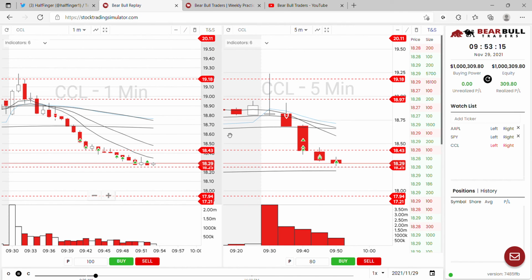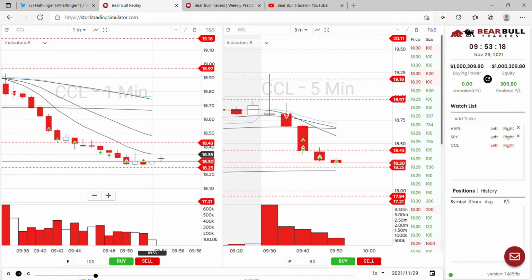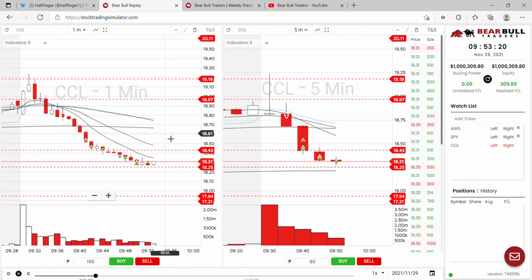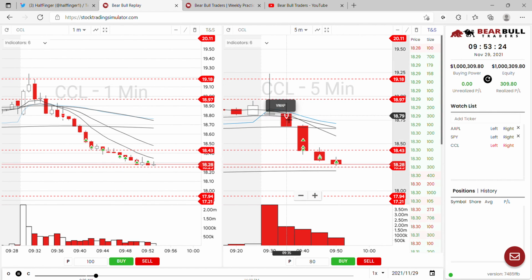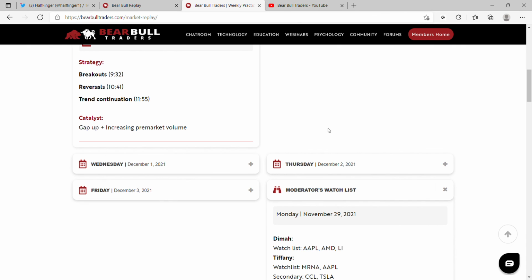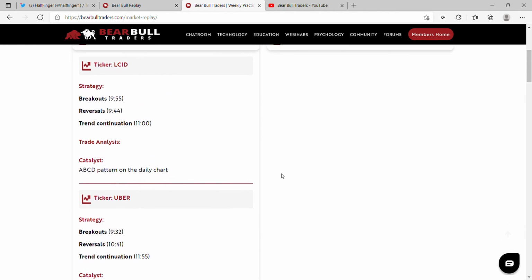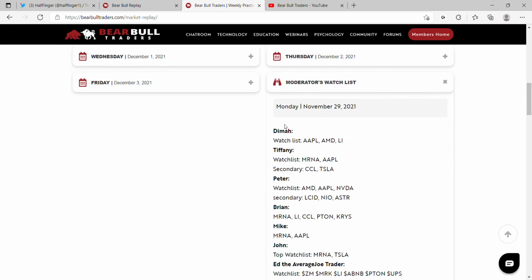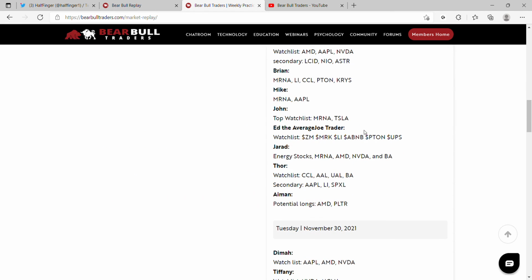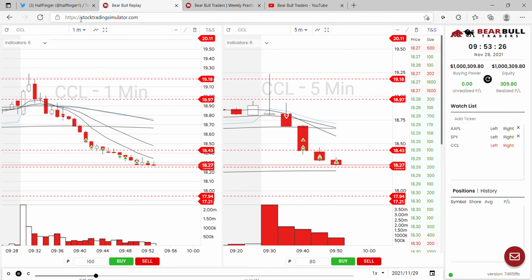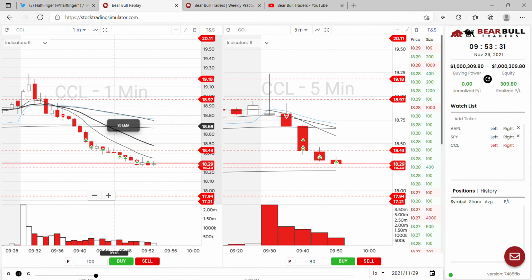So as you can see, this is a beautiful tool to practice trading outside of market hours, and I can really recommend it. Go to the Variable Traders Market Replay, find a stock that was in play that day, find it in the stock trading simulator.com, and then just practice your strategies.